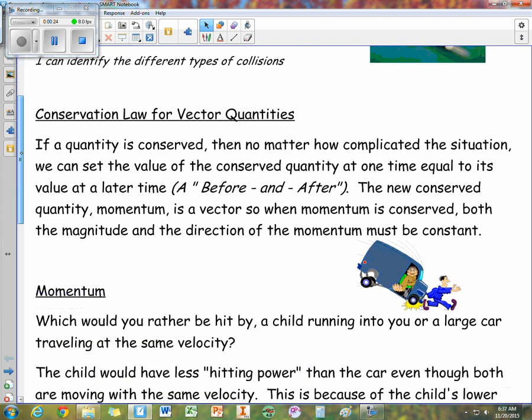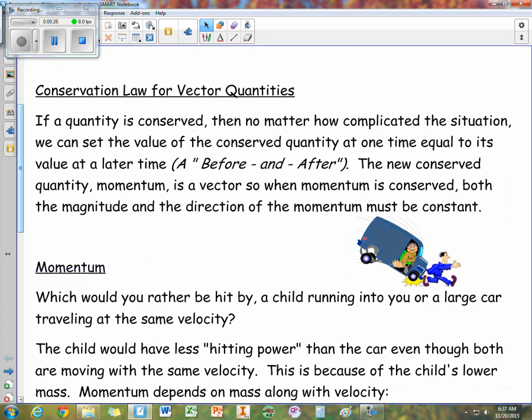So, to get started, we need to talk about conservation and what exactly that means. Basically, when something is conserved, then no matter how complicated the situation may be, we can set the value before equal to that value after. So if we have a total amount of momentum before an event, that will equal the total amount of momentum after the event.